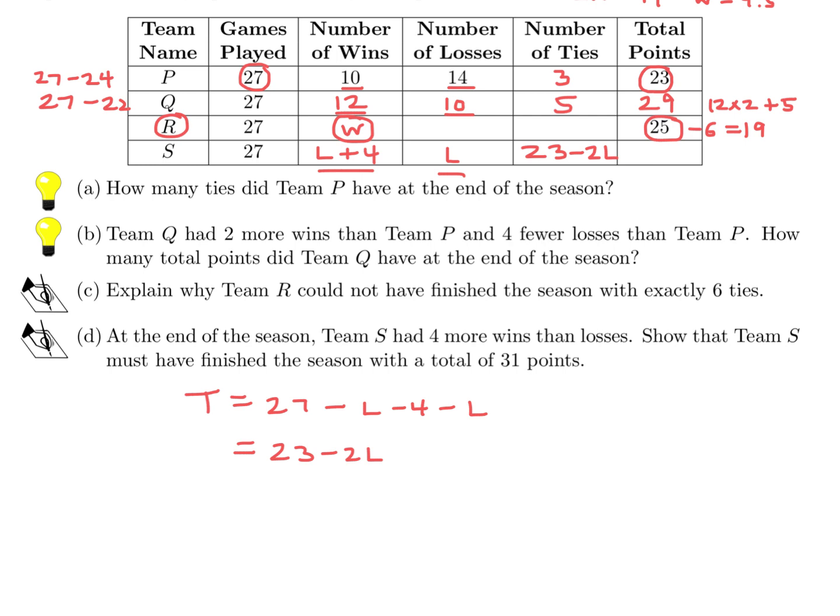So the number of points, okay, well, the number of points is the number of wins times 2 plus the number of ties times 1. So that's going to be 2L plus 8 plus 23 minus 2L. Oh, the 2L's cancel, and that's how you get 31. There you go.